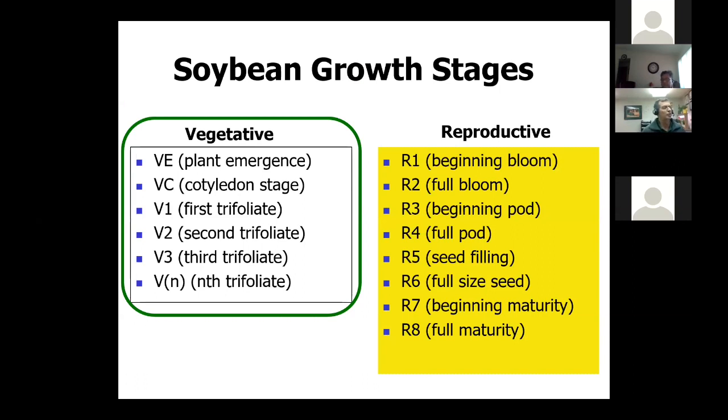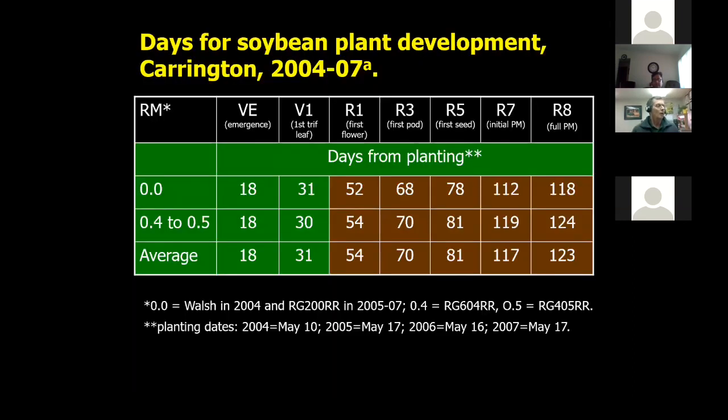Okay, and then most of our management, at least agronomy-wise, is related to or associated with vegetative stages. So quite a few years ago, we tried to track soybean plant development. So this is a summary of that work that was done at Carrington, and I think it's still very relevant no matter where a person is in the state.